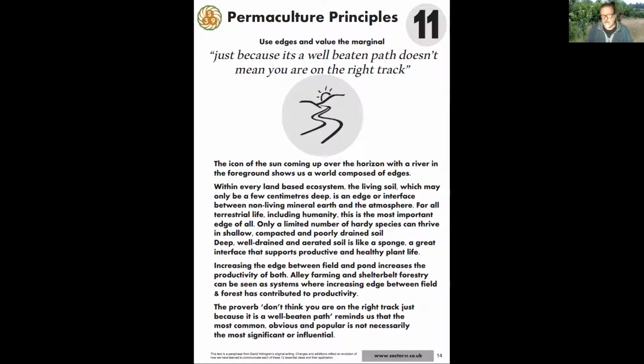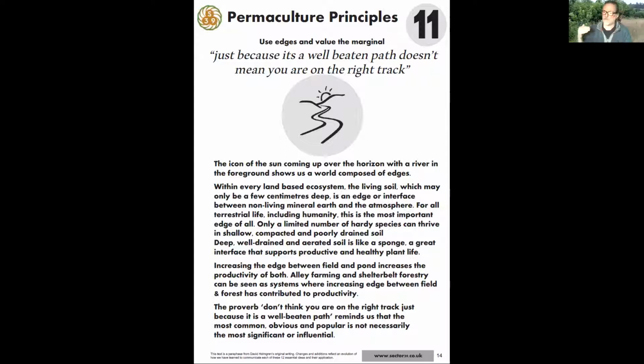So increasing the edge between field and pond increases the productivity of both. Alley farming, shelter belt forestry can be seen as systems where increasing edge between field and forest has contributed to productivity. The proverb, don't think you're on the right track just because it's a well beaten path, reminds us that the most common, obvious, and popular is not necessarily the most significant or influential. Some wise words of warning within that.